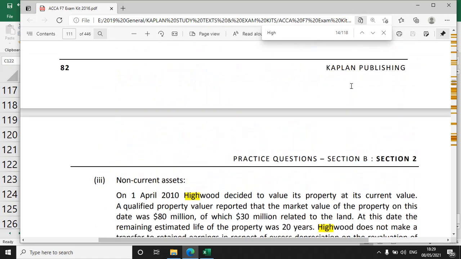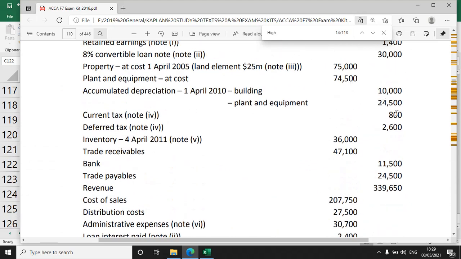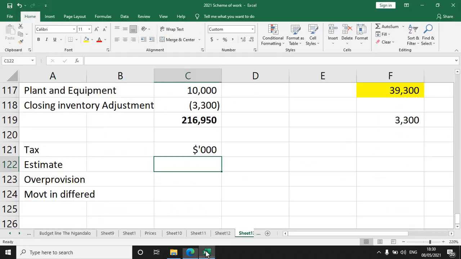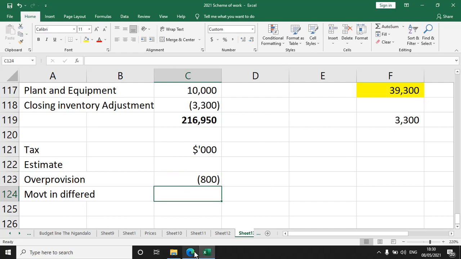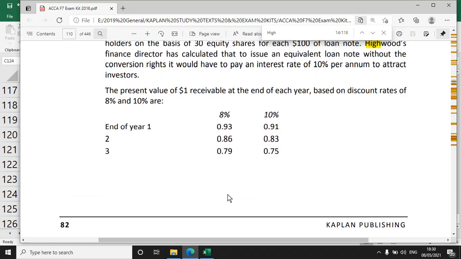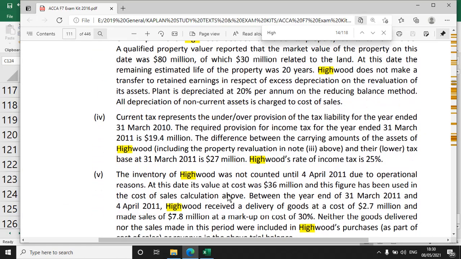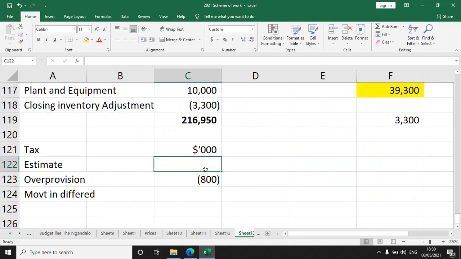Now let's go and check what is happening in the trial balance. Where is your tax? Your tax is on the credit, meaning that it's an over provision. So you come here and you say minus. So over provisions you less. And then you come back to the note. What is the estimate of the directors? The directors are saying the required provision for income tax for March 2011 is 19.4. So you go and put it where it belongs. This is the estimate, 19.4.